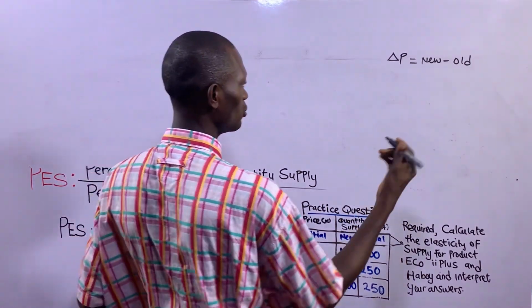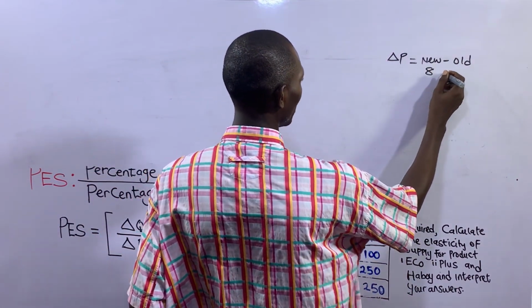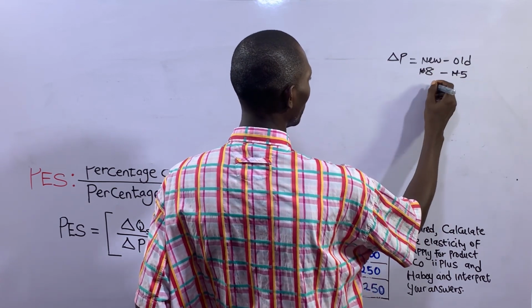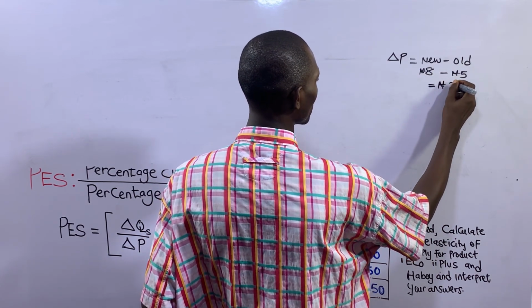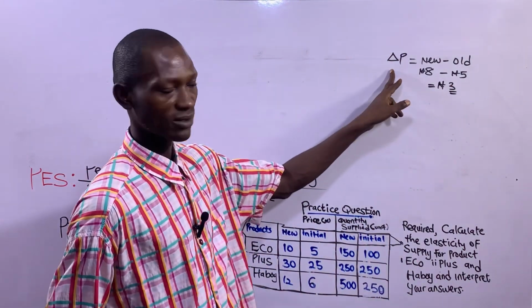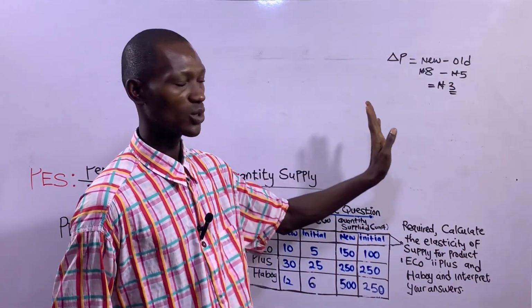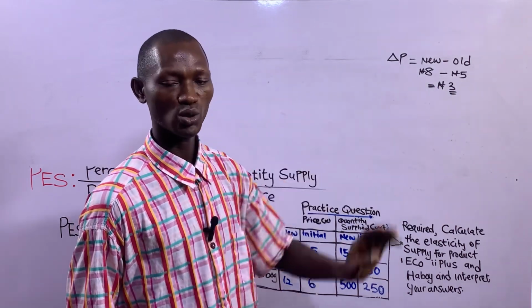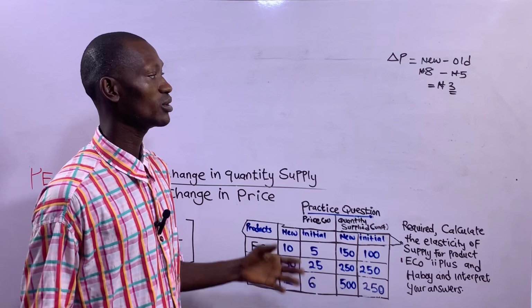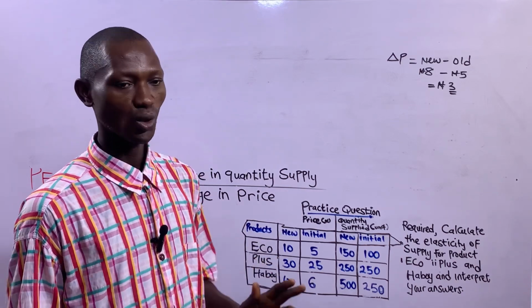So let's say the new price is 8 and the old price is, let's say, 5. So here, the change in variable is 3. That's the change in price here. That's what we mean: new price minus old price. So anytime you want to measure change in a variable, it is always new minus old.